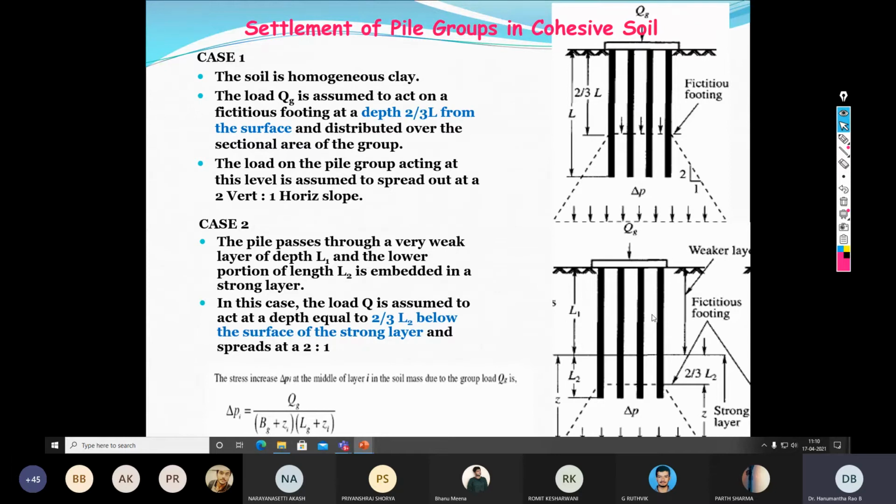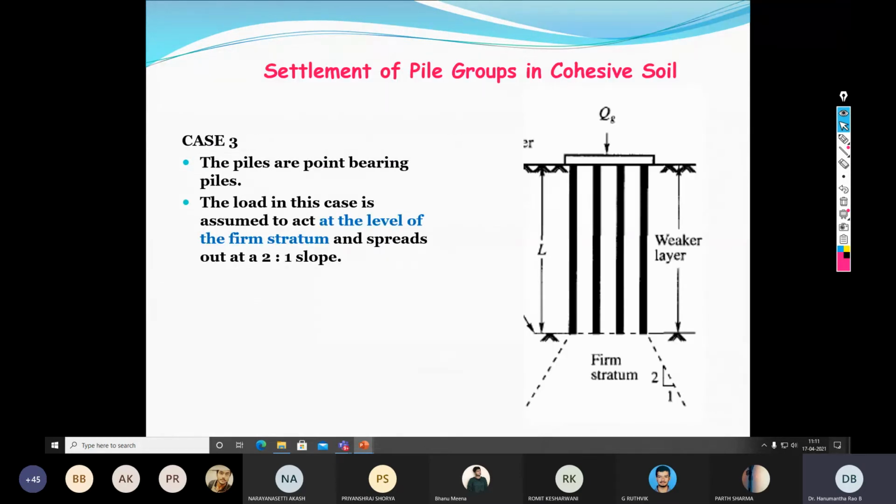Now, when I say L1 is ignored, we can also assume that though this is a weaker soil, the piles are standing in the air. The third case is where the entire length of the piles is embedded or constructed in the weak soil layer. Here also we can assume that the piles are standing in the air, but the pile tip is resting on the firm stratum. So in this case, the location of the fictitious footing is assumed right at the pile tip.